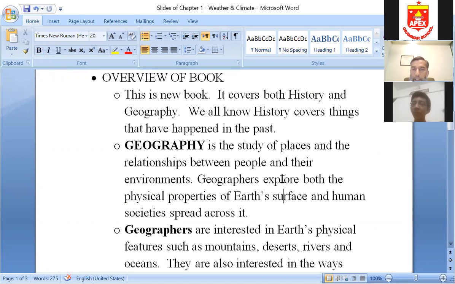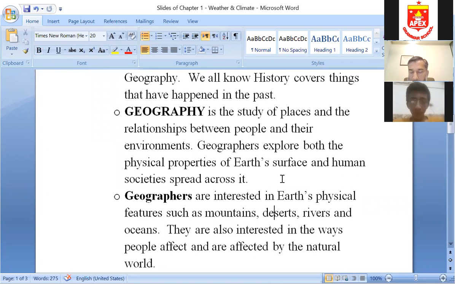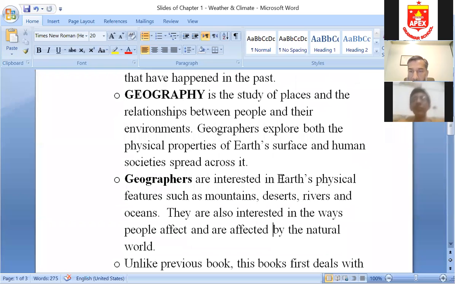So physical properties of Earth's surface means properties of mountains, rivers, seas, all these physical structures on the Earth. The geographers explore these properties and their impact on human behavior. Geographers are interested in Earth's physical features such as mountains, deserts, rivers, and oceans. Most importantly, beta, they are also interested in the ways people affect and are affected by the natural world.